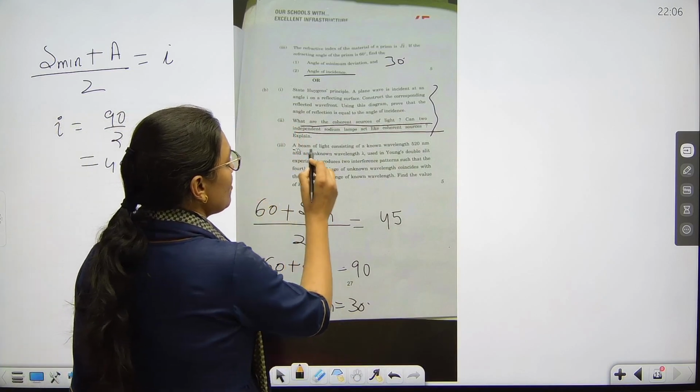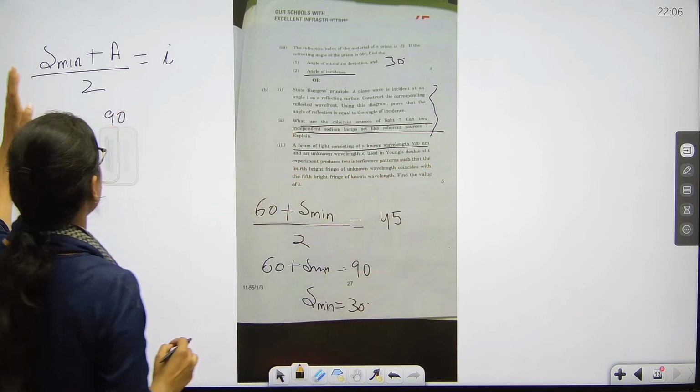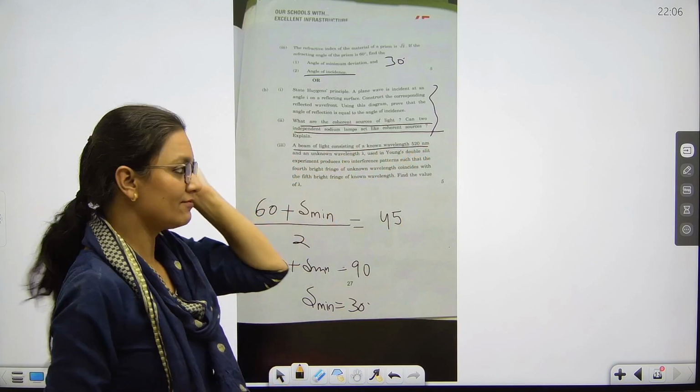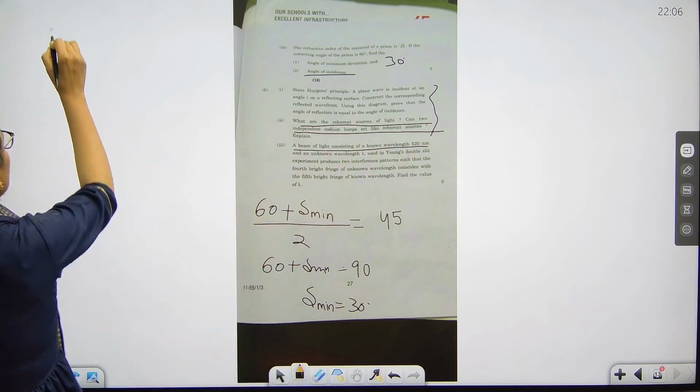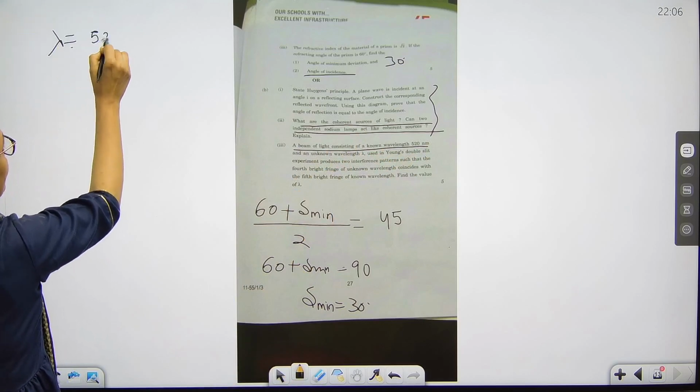Chalo, a beam of light consisting of a known wavelength. Now this is again an easy and good question. A beam of light consisting of a known wavelength. We have a known wavelength, lambda value is 520 nanometer.